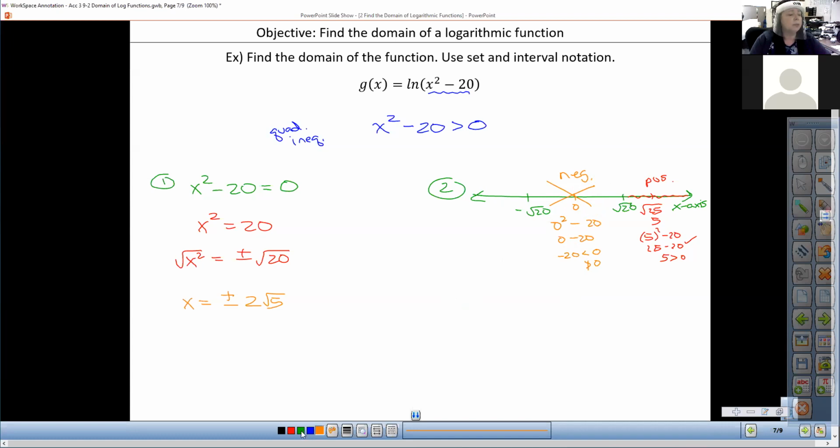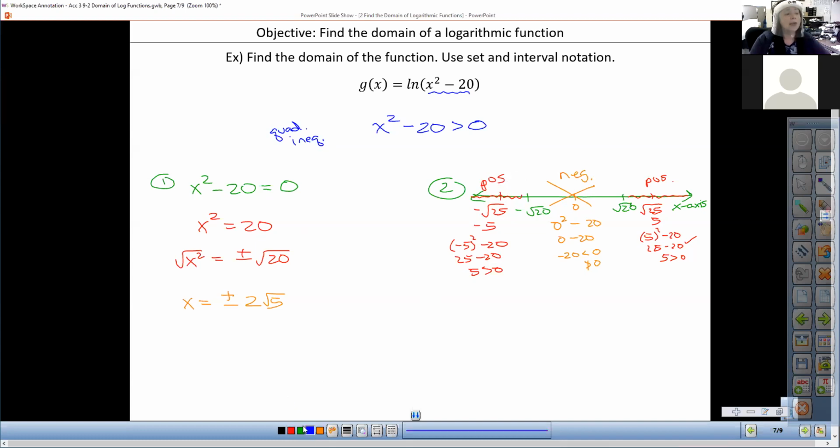And then I could repeat that process over here. If I wanted to test something over here, I need to pick a negative square root of a number bigger than 20. So like negative square root of 25, which would be negative 5. And then I'm doing negative 5 squared minus 20. Oh, look, that's 25 minus 20, which is 5, which is greater than 0. So this section is also going to create positive numbers, so it is part of my domain.